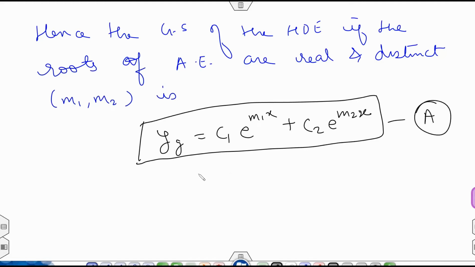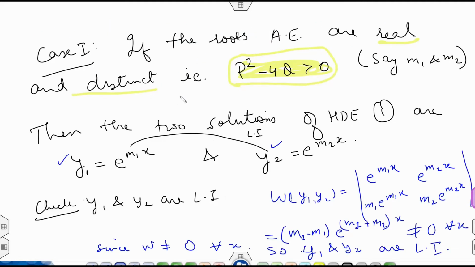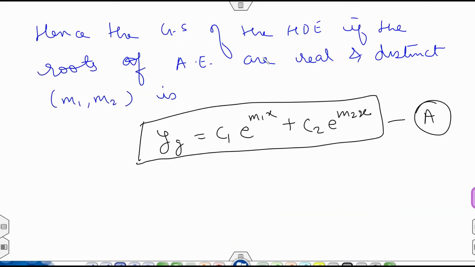That means that if we find that the roots are distinct, what will be our solution? You can write it directly. You don't have to do all these things, you just have to find the roots of the auxiliary equation, and if they come out to be real and distinct, you will directly write that your general solution will be c1 into e to the power m1x, which is one of the roots, and c2 e to the power m2x, which is the other root.